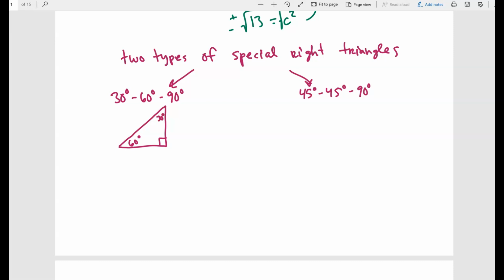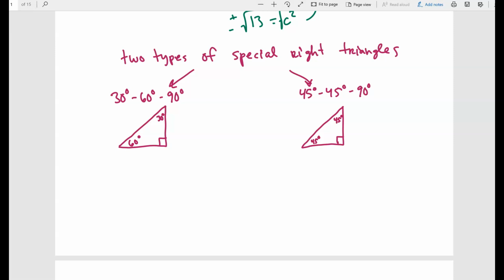And notice that if I add 60, 30, and 90, I get 180. And then also, if you have a 45, 45, 90 triangle, then this is 90 degrees, this is 45 degrees, this is 45 degrees, okay? And you can see that they all add up to 180. Now, why is this important?